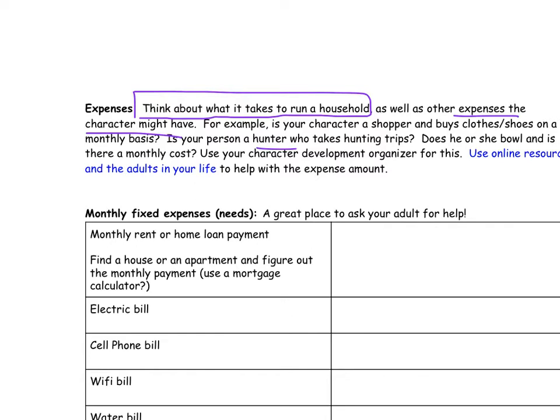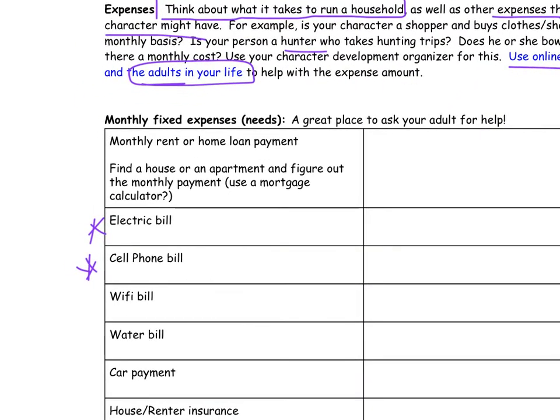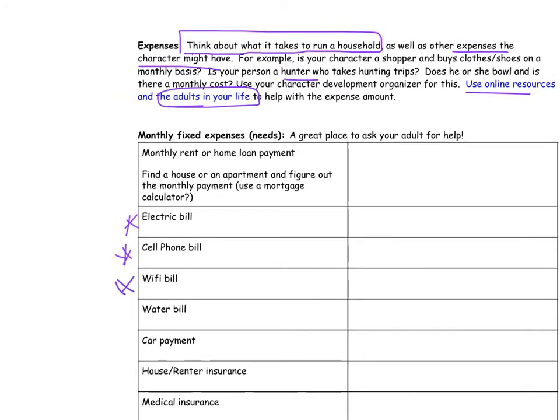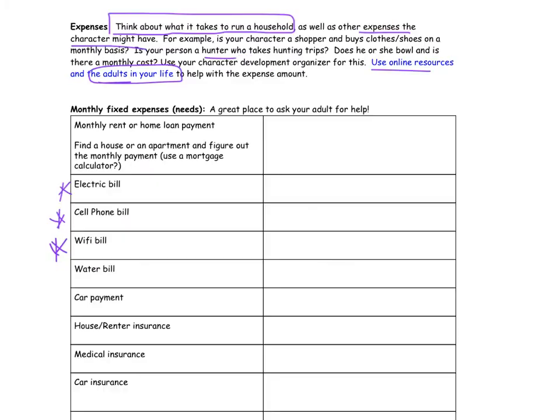But this is also a great time to use the adults in your life. So for some of the things like the electric bill or the cell phone bill, you might have a better chance of asking the adults in your life. But if they're not available, if they're one of the essential workers that are working, look it up. Just make an estimate on what it might take. But again, research is key to make this a realistic activity.